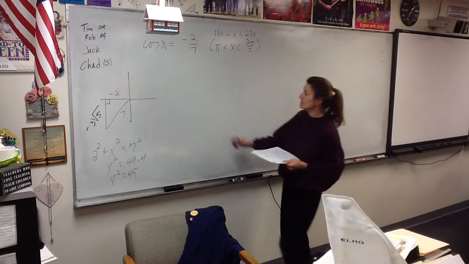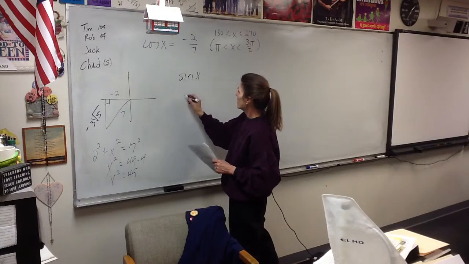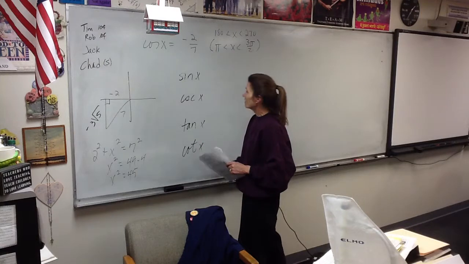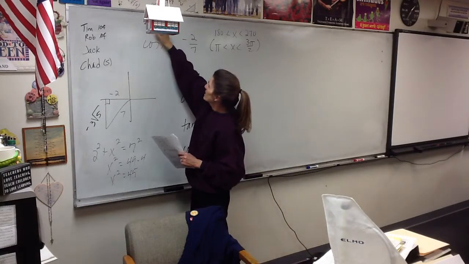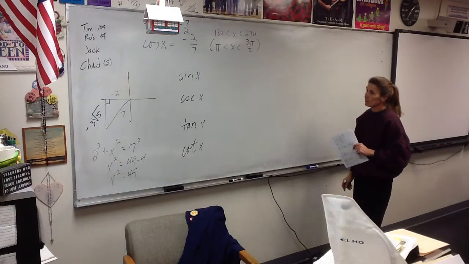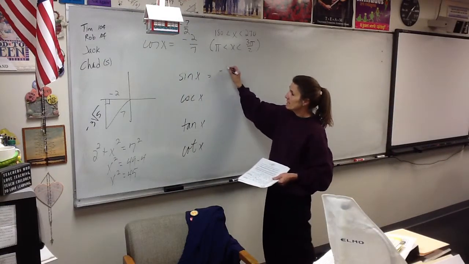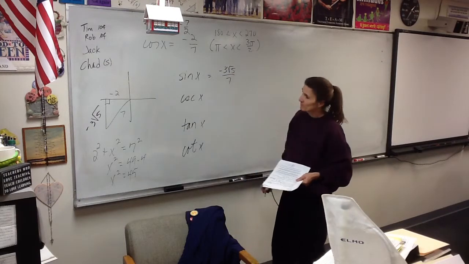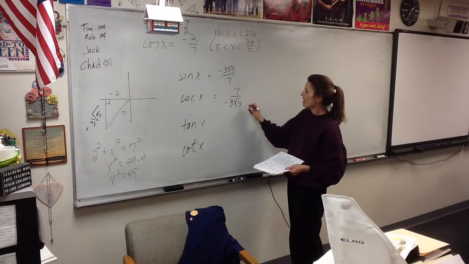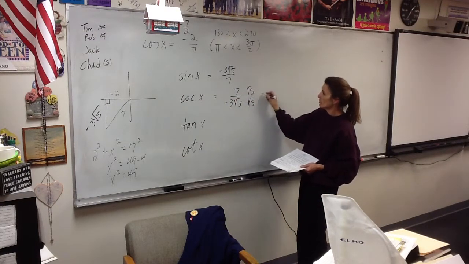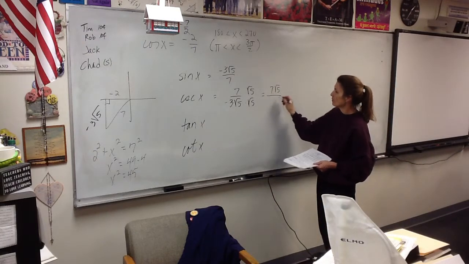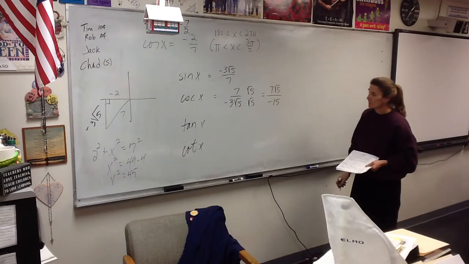Okay, so here we go. I need the other functions, so I'm going to need sine, cosecant, tangent, cotangent, and of course secant, which I'm just going to squeeze in right here. Secant is -7/2, a no-brainer, the reciprocal of the cosine. The sine will be -3 root 5 over 7, and the cosecant then will be 7 over -3 root 5, which we rationalize by multiplying top and bottom by root 5, and we get 7 root 5 over -15.